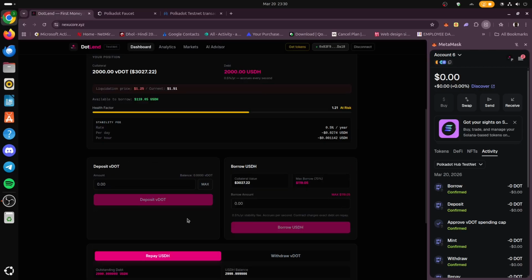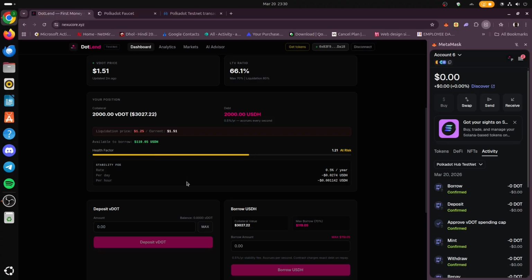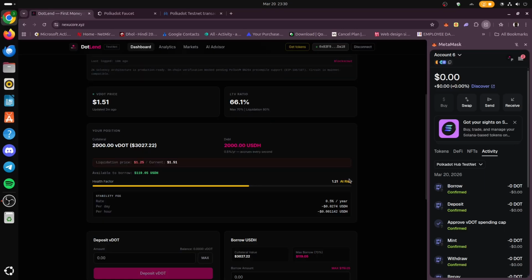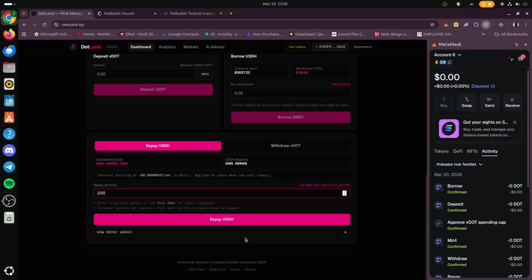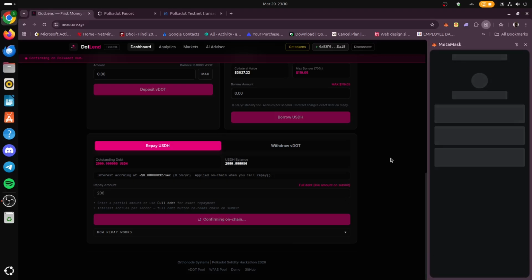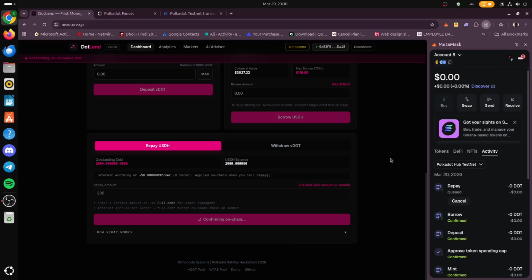Let's verify it's 1.21. Okay, our health factor is 1.21. Let's repay something. Waiting for the transaction. Okay, it has arrived. Transaction is confirmed. Now let's verify our health factor. It's moved. See, it says it is at 1.35. Now go back to the AI advisor.